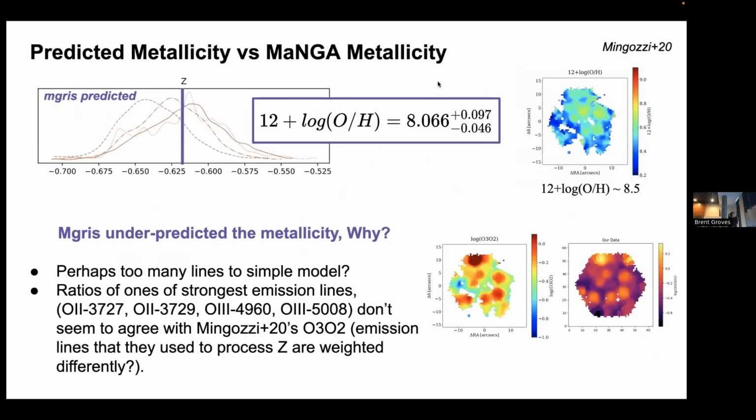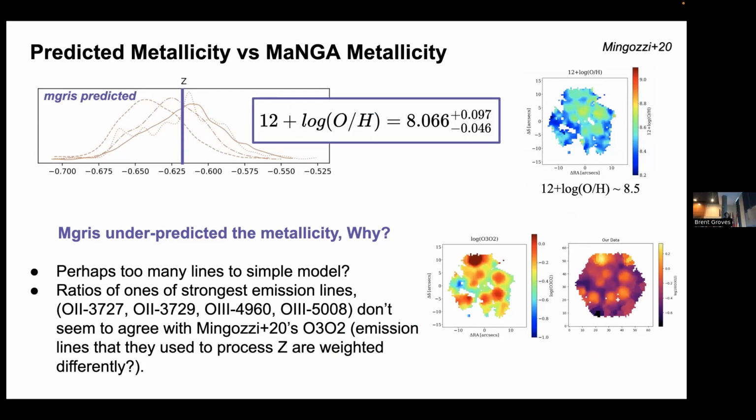So these are the predicted metallicity from our posterior, which was really low in comparison to what is predicted by the MaNGA collaboration. And there are 2 reasons that we can come up with. Perhaps we are fitting 27 lines to simple models. It only has 2 components, so maybe it is too simple. The other one is that the data might not be consistent.